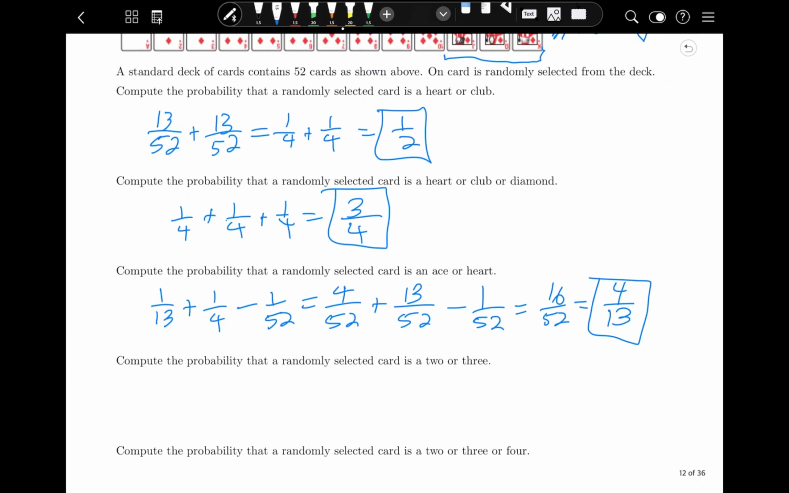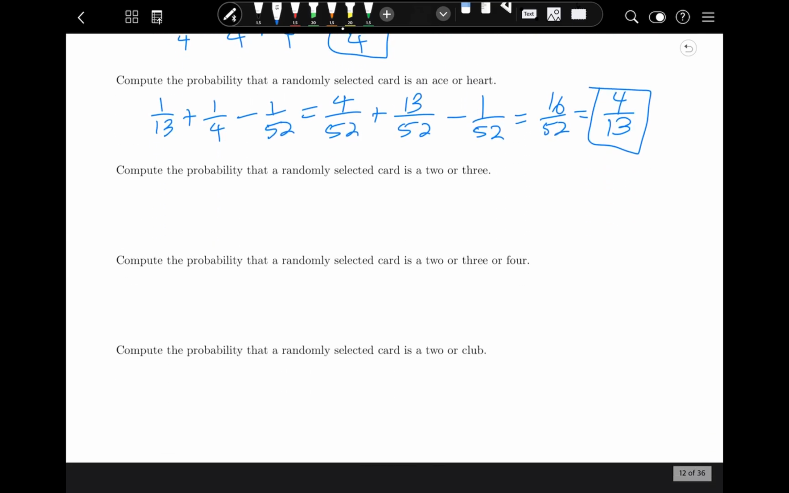Okay? So at this point, why don't you all pause the video and try these last 3 problems. And then we'll go over them, and then we'll be done with this section. Okay, so now that you've had a chance to try them, let's go through these together. So compute the probability that a randomly selected card is a 2 or a 3.